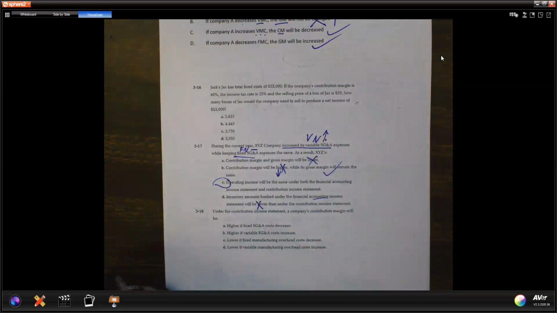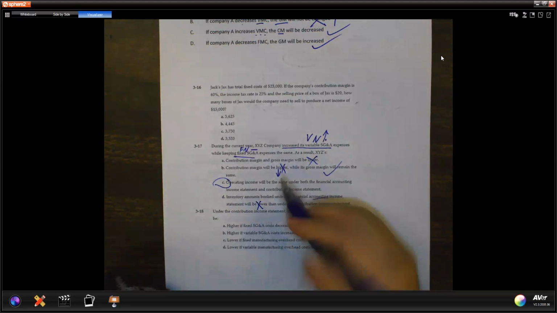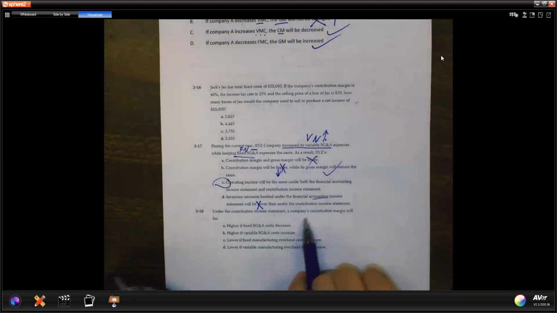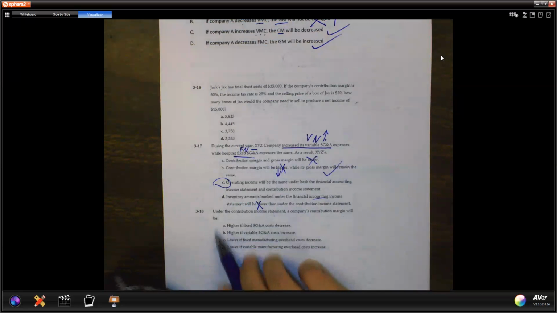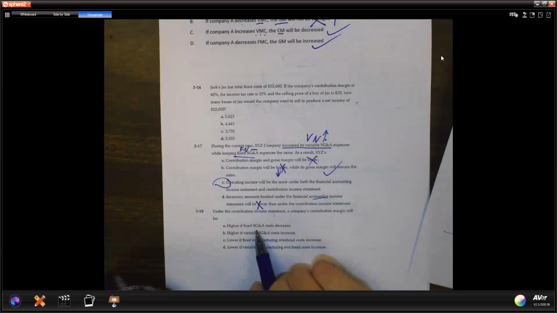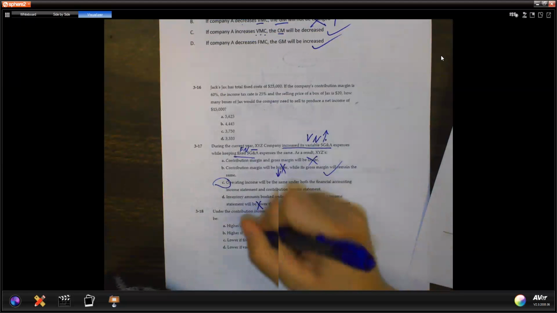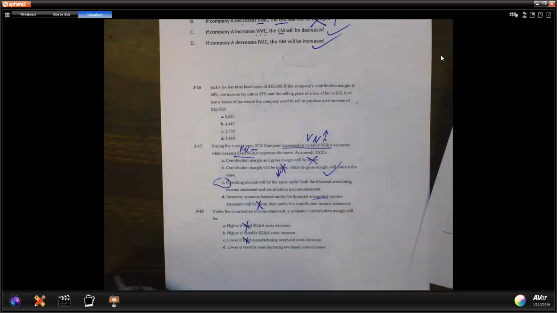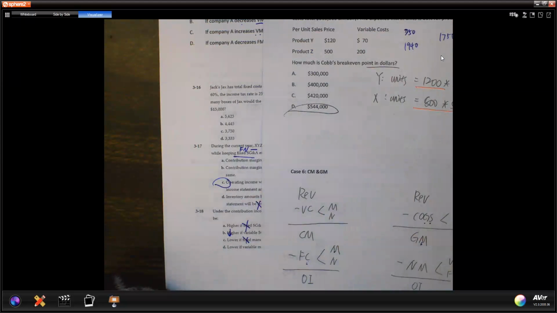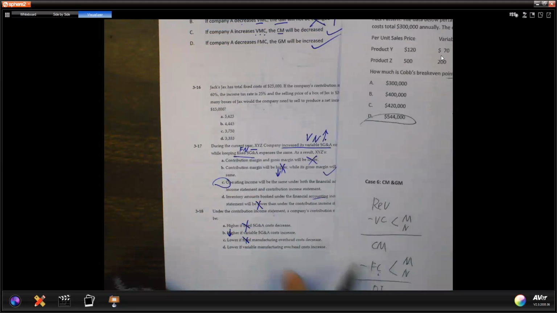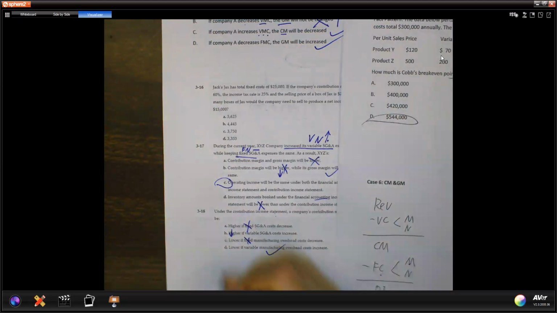Next one, under contribution, this is variable costing, we call it CVP analysis. Contribution margin will be your contribution margin, okay? So it has nothing to do with your fixed cost, right? If your variable cost increases, then contribution margin will decrease, right? So if your variable cost increases, your contribution margin will decrease. Yeah, so this is D.